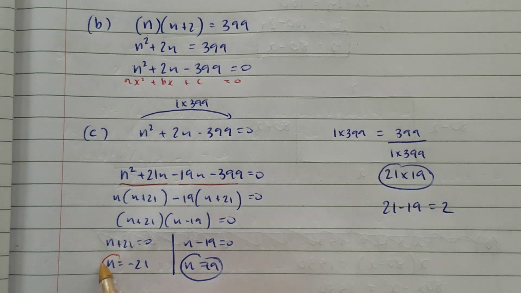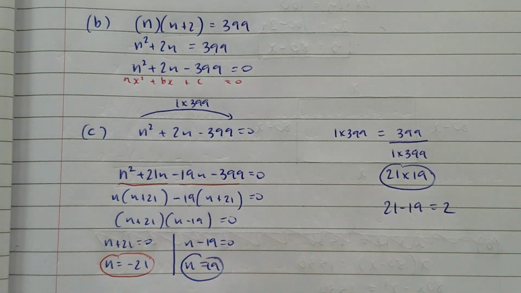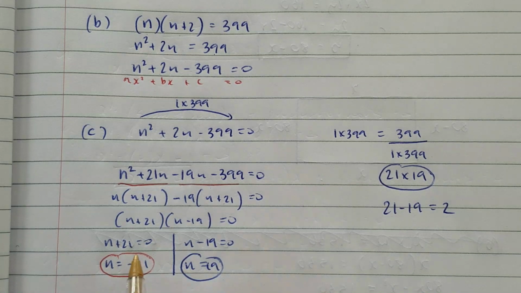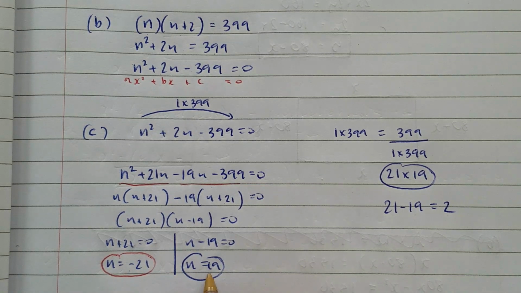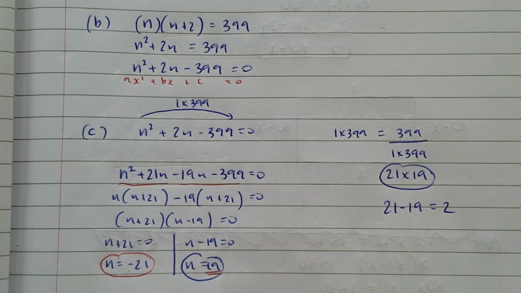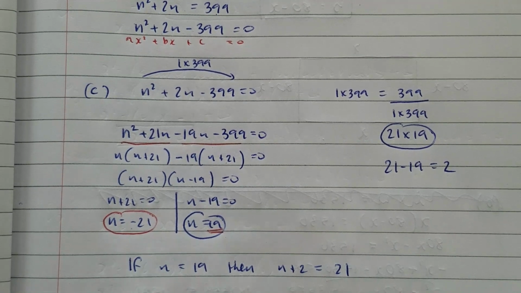Now, n equals minus 21, okay? Two consecutive odd natural numbers, it said in the question. This minus 21 is not a natural number, it's an integer. So the only solution I have here, well, my first natural number is 19. So if my first natural number is 19, then the second natural odd number is 21, okay?